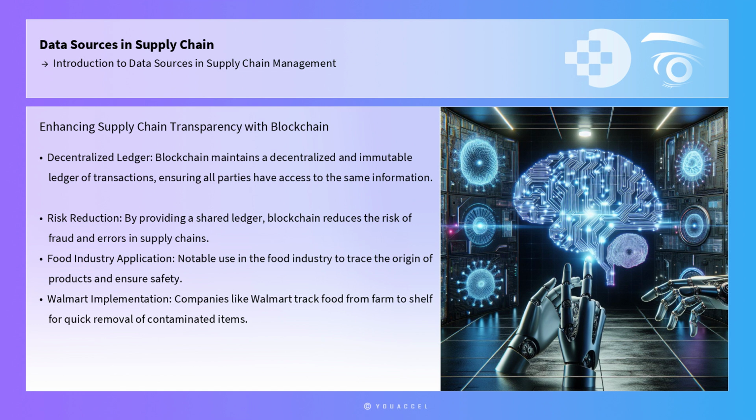A notable application of blockchain is in the food industry, where it is used to trace the origin of products and ensure food safety. Companies like Walmart have implemented blockchain to track the journey of food items from farm to shelf, allowing for swift identification and removal of contaminated products if necessary.